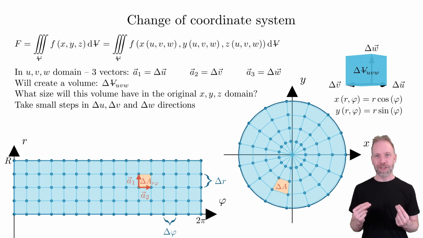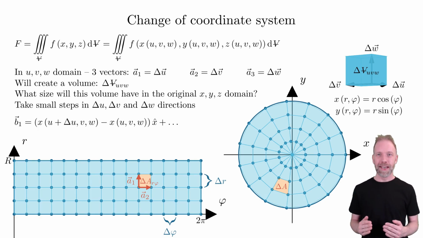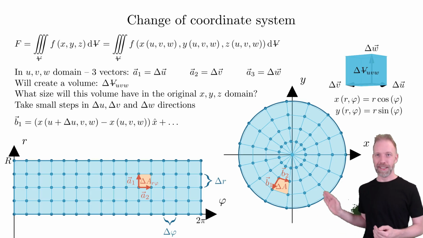Since we are going to integrate using u, v, and w, the trick here is to take small steps in these directions and see what vectors we create in the original system. Start by defining the vector b1 as the vector we get when we take a small step in the u direction. This vector will go between 2 points in the sequence, just as the a vector, but this one in the xy plot. Similarly, b2 will then be between 2 points in the second direction, as you can see in the xy plot.